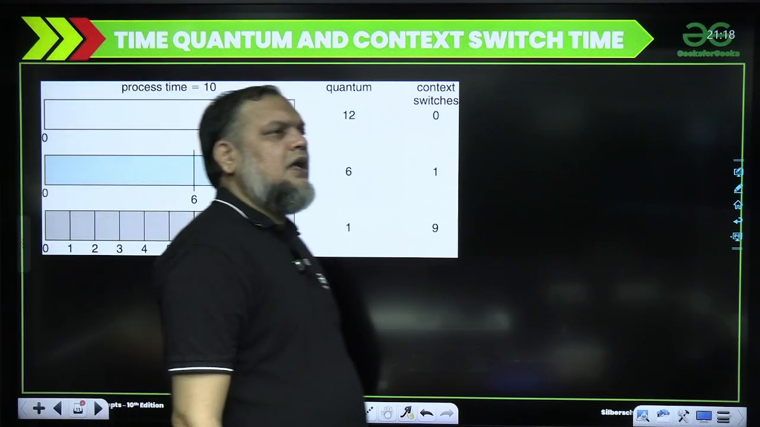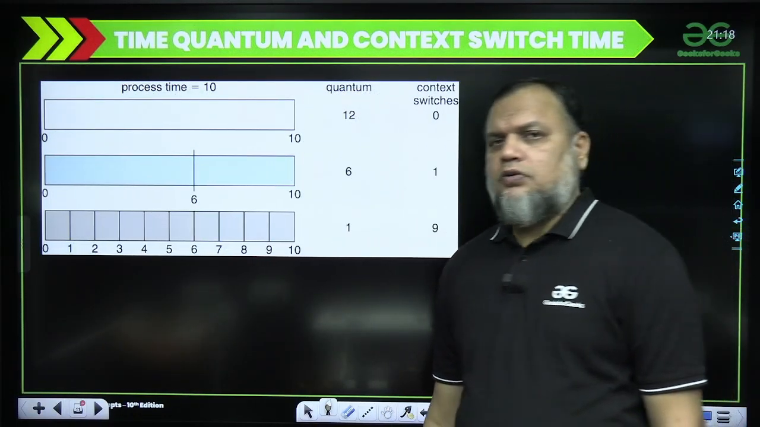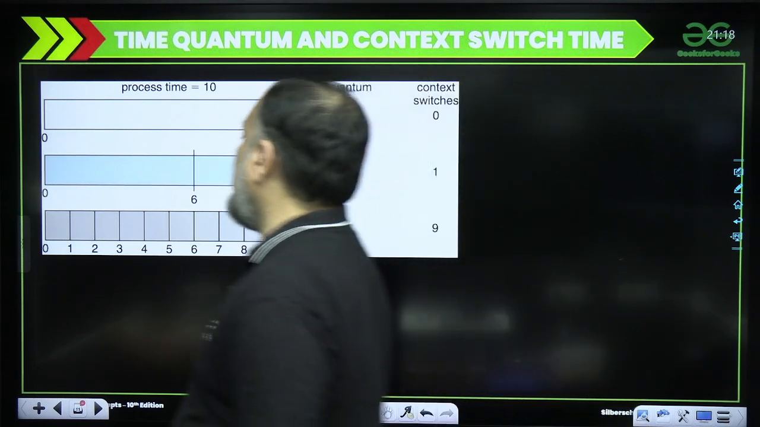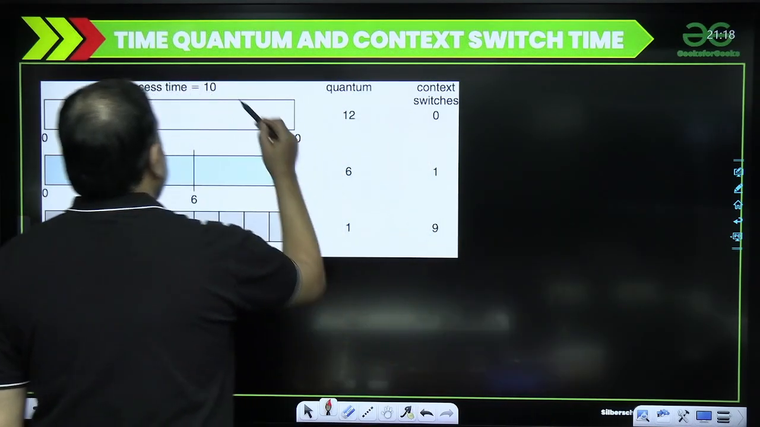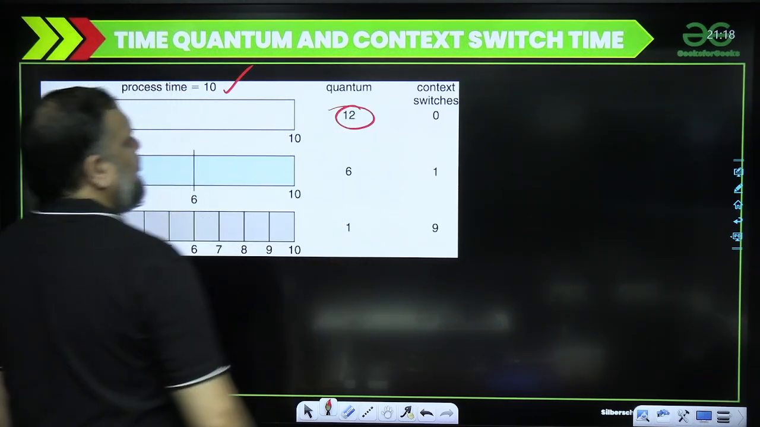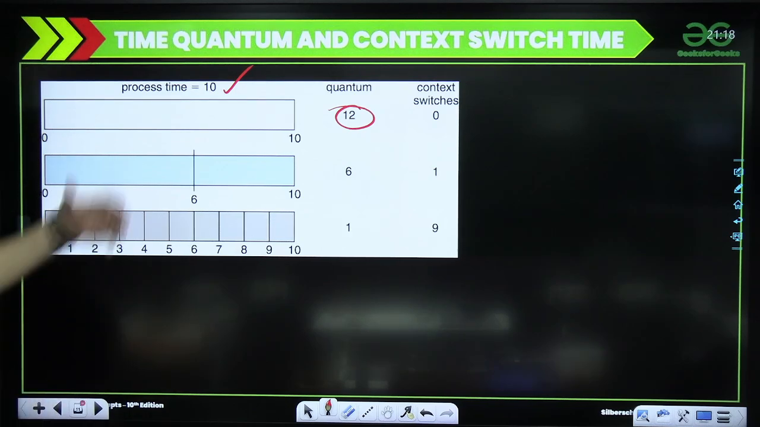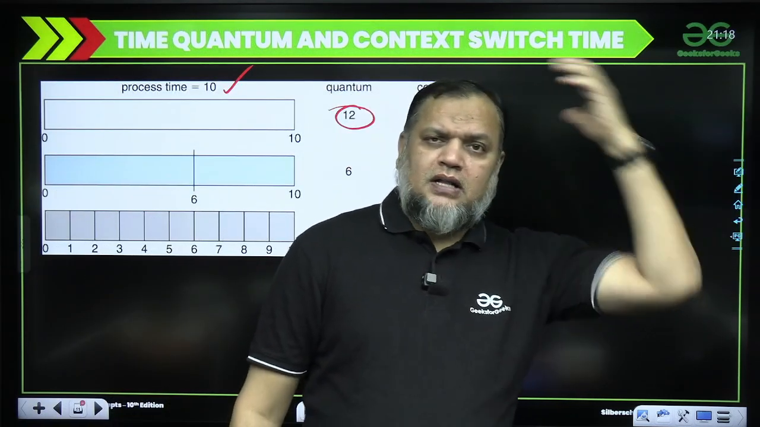This is a very important diagram from the Galvin textbook where it is going to demonstrate the impact of time quantum on the number of context switches. So imagine for example, I have some process whose burst time is 10 units. And if you take for example a time quantum of 12 units, the time quantum is more than the burst time of the process.